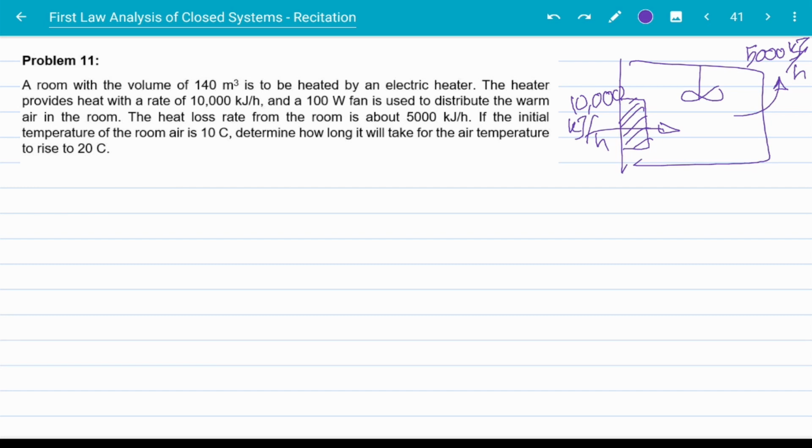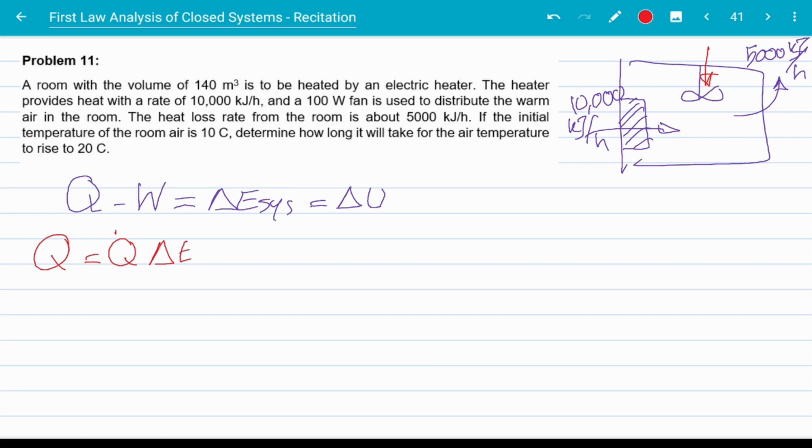So the equation we're going to use is the first law. Q net minus W net is the change of energy of the system. Now for this problem, there are no kinetic and potential energy changes, so we are looking at the change of internal energy of the system. Now Q is Q dot times delta T. Q dot is the rate of heat transfer, delta T is the time. Now Q dot in our problem is Q dot in minus Q dot out. For us, it's 10,000 kilojoules per hour coming in minus 5,000 kilojoules per hour going out, which gives us positive 5,000 kilojoules per hour.